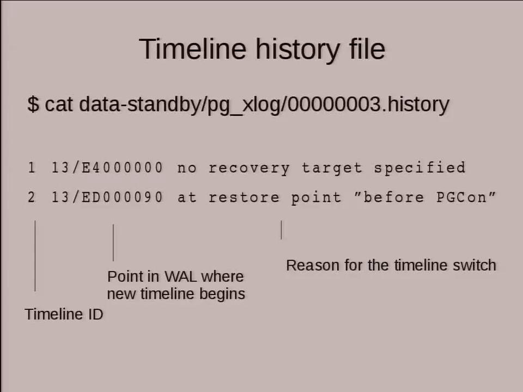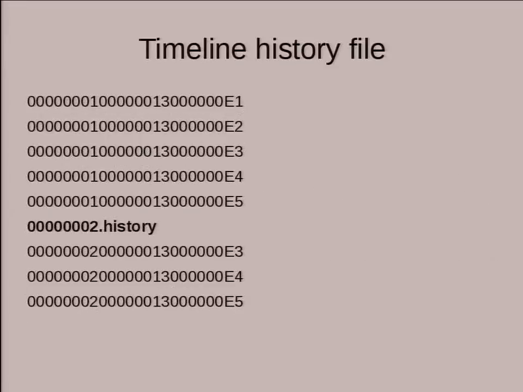In the previous slide, we had timeline 2 and timeline 3. Now, if timeline 2 created a new history, how would it know not to use the same number that timeline 3 had used? So, you said it kind of selects based on what history it has. Yeah. So the question is, how does it know which timeline IDs are already in use?